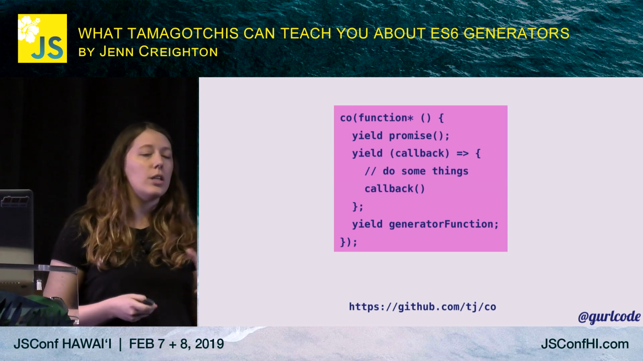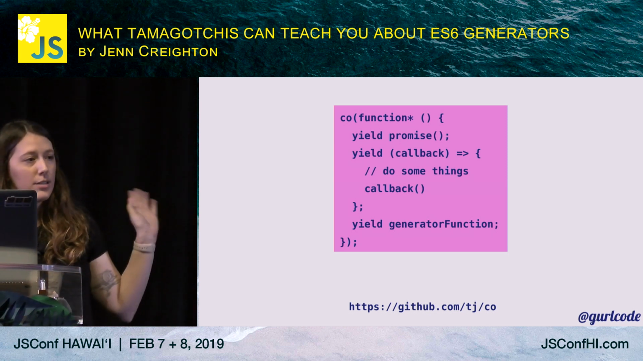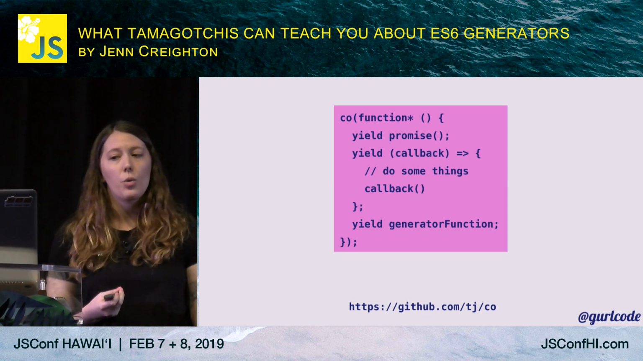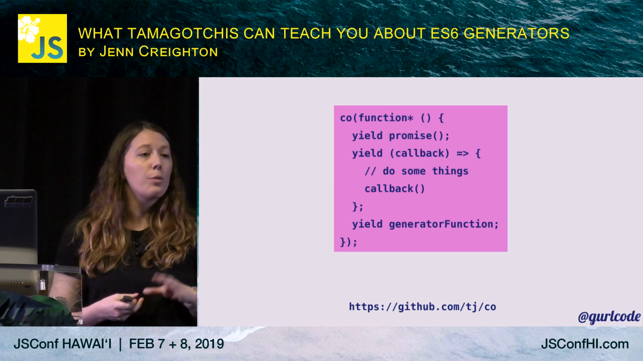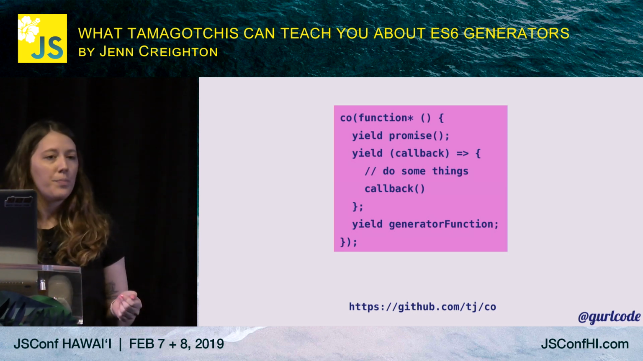So you can do more than yield promises. You can yield all sorts of async things like callback functions and generators themselves and more. And there's a really great library called Co if you want to play around with that. I really highly recommend it. Coroutines are very, very powerful.